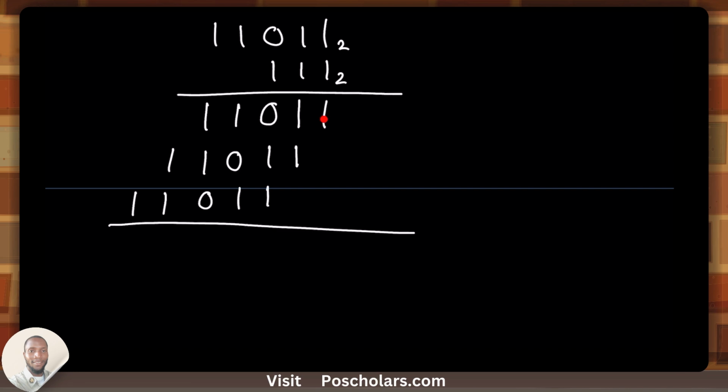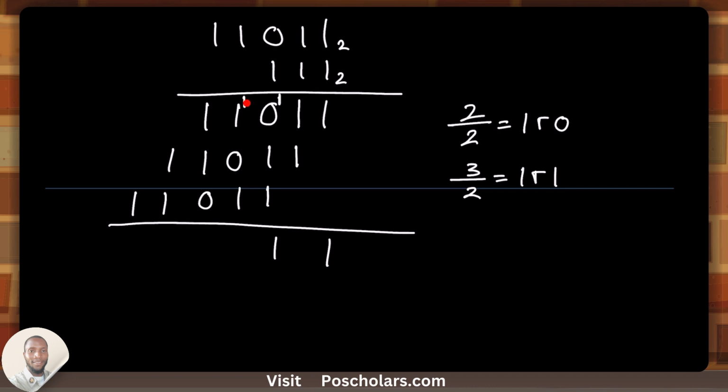Now you add up. 1 plus nothing gives 1, 1 plus 1 gives 2. You can't write 2, so you say how many 2s can you find in 2, which is the base? This gives 1, remainder 0. You write down the remainder, which is 0, and you carry 1. Next, 1 plus 1 plus 1 gives 3. You can't write down 3, so you say 3 divided by the base, which is 2. How many 2s can you find in 3? That's 1, remainder 1. So you write down 1, carry 1.